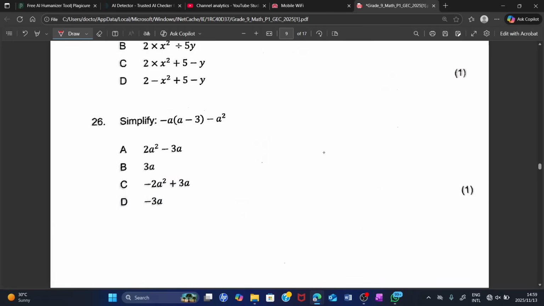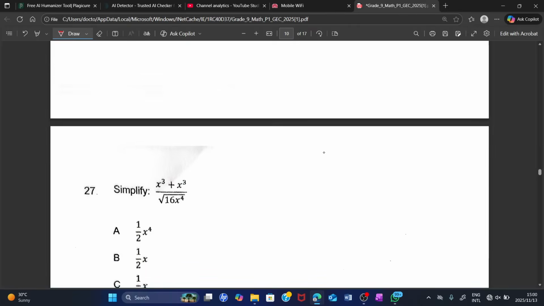Simplify. What do we do here? It will be minus a squared when you multiply this, minus a squared plus 3a minus a squared. So these are like terms. So it will be minus 2a squared plus 3a. Where is that? That is C. Okay, that's good.